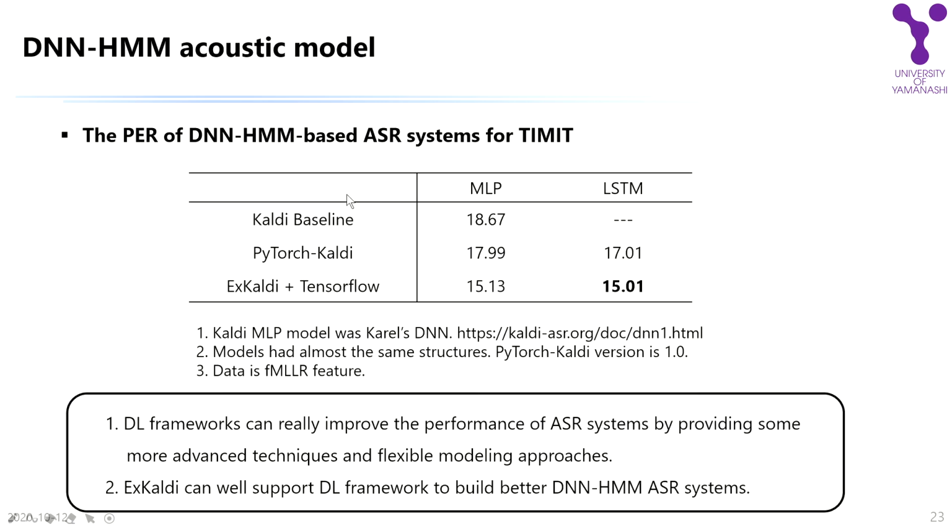The next is the result of the DNN-HMM acoustic model. We have trained two kinds of neural networks with the TensorFlow framework, the multilayer perceptron and the popular LSTM models. We compared our results with the Kaldi baseline and the PyTorch-Kaldi toolkit. The network structures are almost the same, but our toolkit uses a better fMLLR feature and alignment, and the language models generated in our previous training steps. Our toolkit gets the best score.